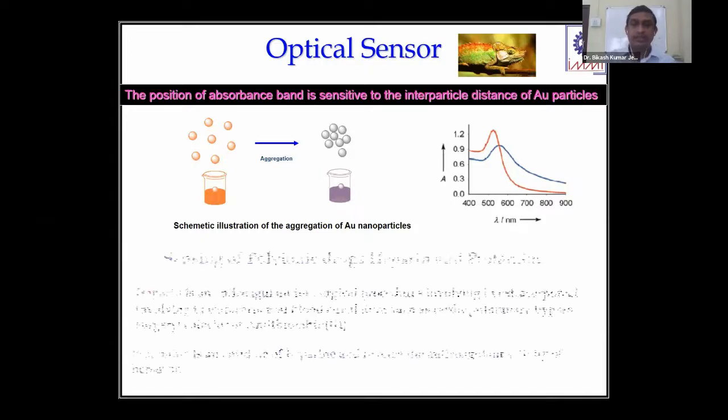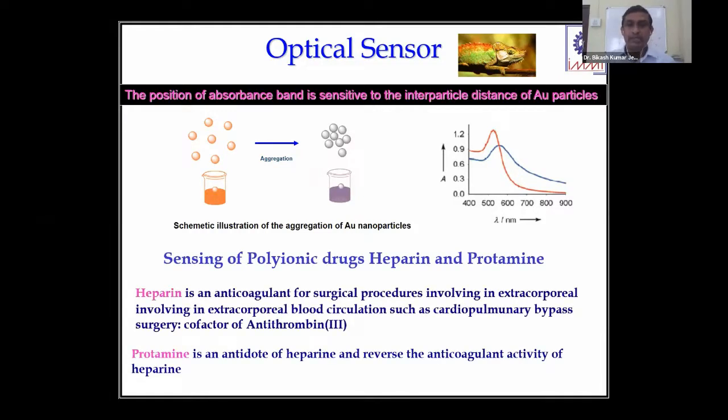Yeah, so I'm going to do a demo of how you can use this for optical sensing. I can give you an example of how we use this gold nanoparticle for optical sensing of polyionic drugs, heparin and protamine. You all know the importance of heparin and protamine. Heparin is an anticoagulant and it is used for surgical procedures.